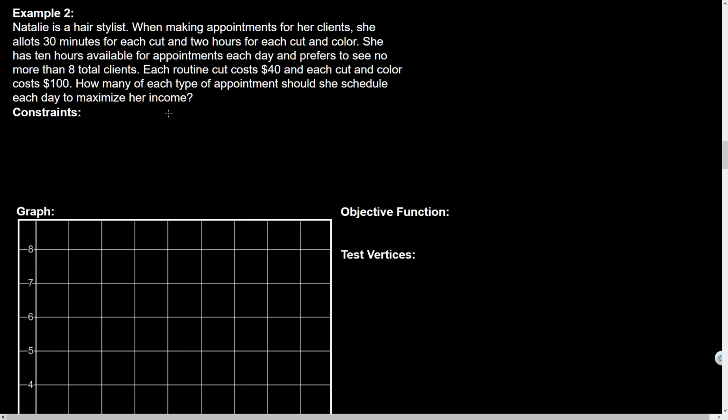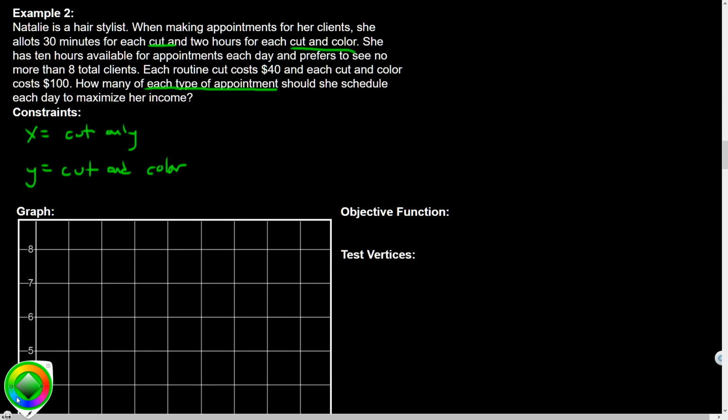Gotcha. All right. So let's define our variables. How many of each type of appointment? And so let's say X is what was the first one that showed up? Cut and color. So cut only, and Y is cut and color. And let's see if we can identify some constraints.